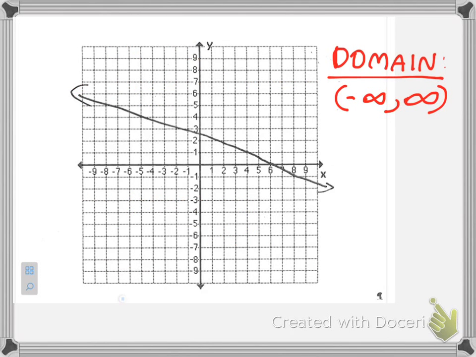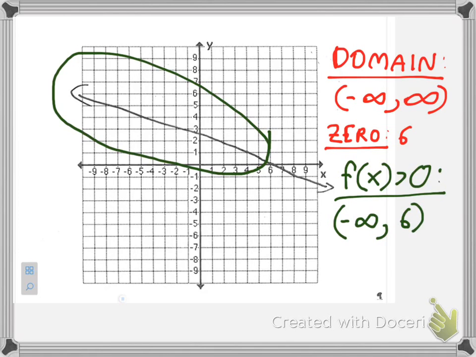This line has a domain from negative infinity to positive infinity. We notice that the graph has its 0 at x equals 6. We notice that the graph is above the x-axis on the domain interval from negative infinity until x equals 6. We use a round open bracket for the 6 because at x equals 6 the value of the function is 0 and therefore it is not positive. Thus we do not include x equals 6 in this interval.